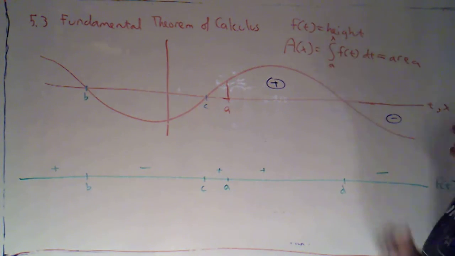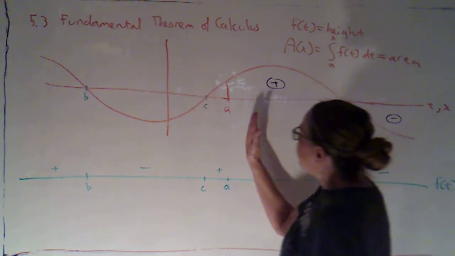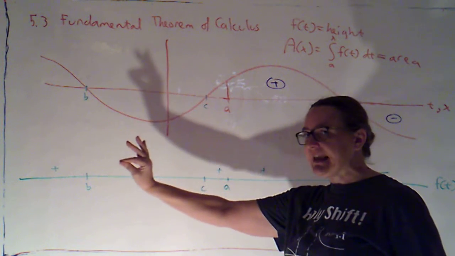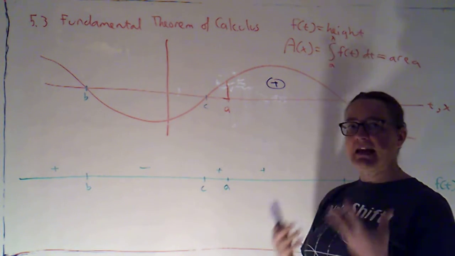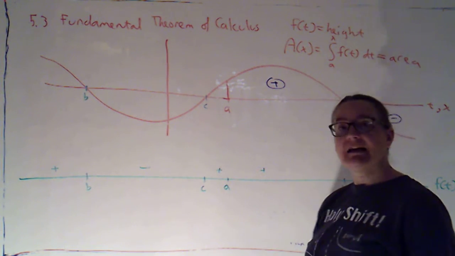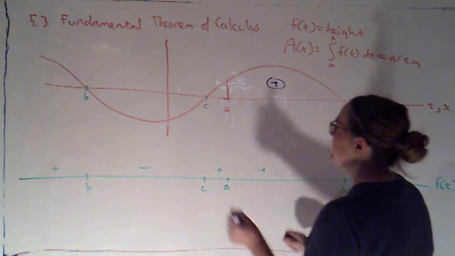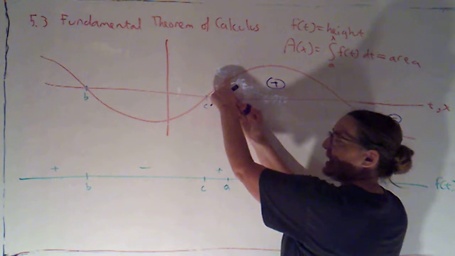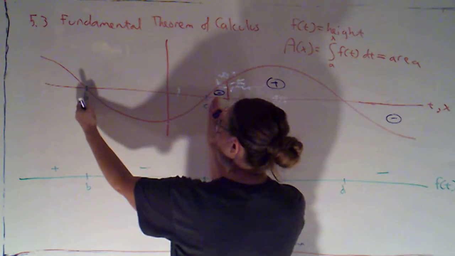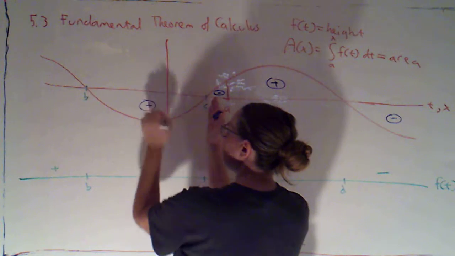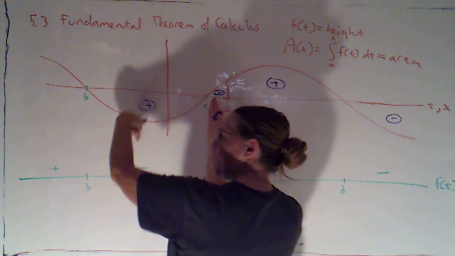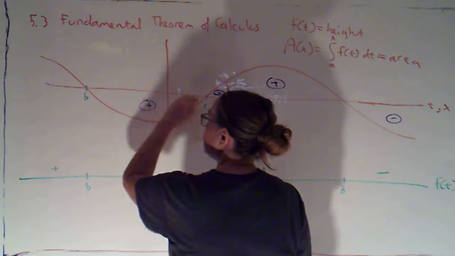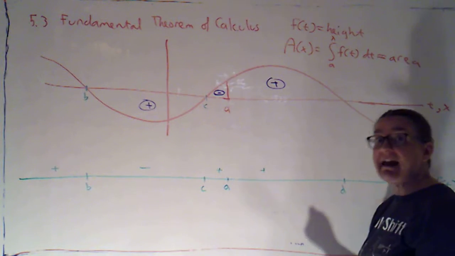Now, if I'm integrating this way, we're counting the base as negative, so the sign of the area over each little subinterval is going to be the opposite of the sign of the height. So this little piece of area would count as negative because it has a negative base and a positive height. The area between B and C would count as positive because it's going to have a negative base and a negative height.